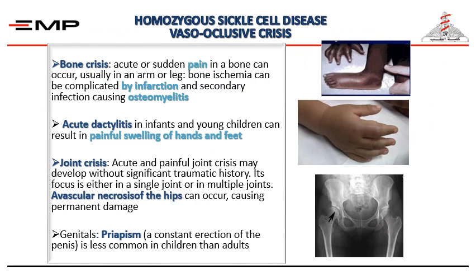The bone crisis results in acute or sudden pain of the bones. It's like an infarction in the bone and may be complicated by osteomyelitis. Inflammation of the bones in the hands results in dactylitis. In children, this results in painful swelling of the hands and feet. You may get affection of the joints, avascular necrosis of the hip, or priapism, constant erection of the penis, if the penile vessels are affected.